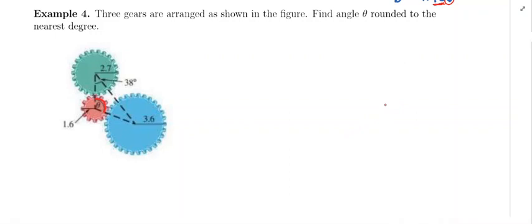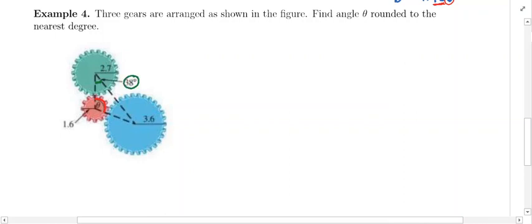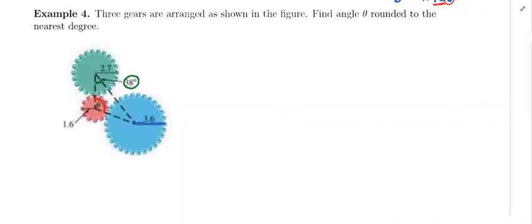We are given one of the angle measures here. We are told that this particular angle right here is 38 degrees. And then we're given some lengths. Now these lengths are not part of the triangle that they're pointing out. They're actually the radii of the gears. So if you look at this, the radius of this blue gear is 3.6. We're not told the units, and that's okay. We're just assuming that whatever the measure is, it's consistent throughout the problem.